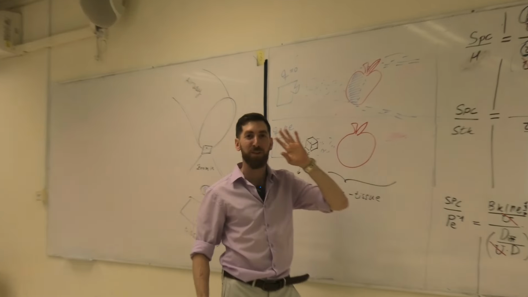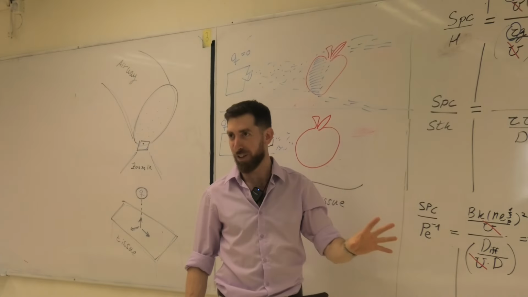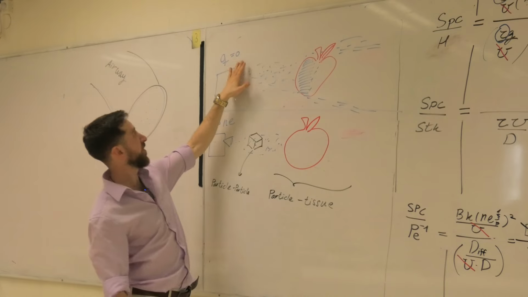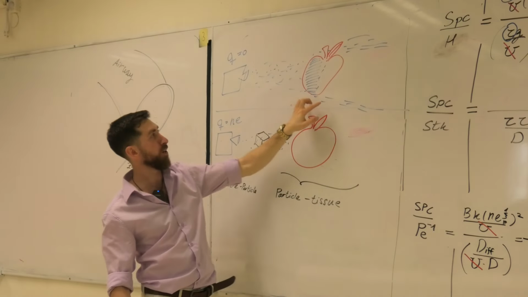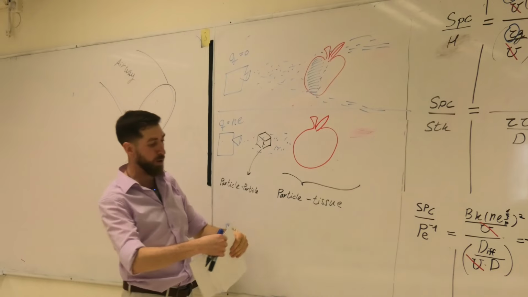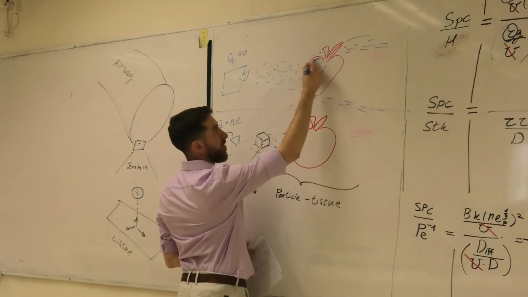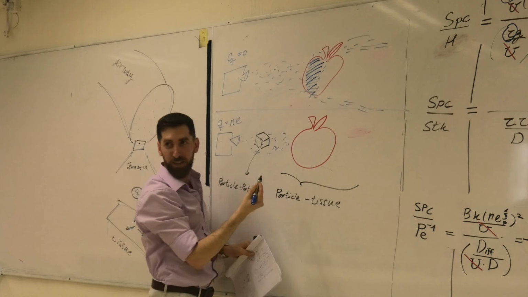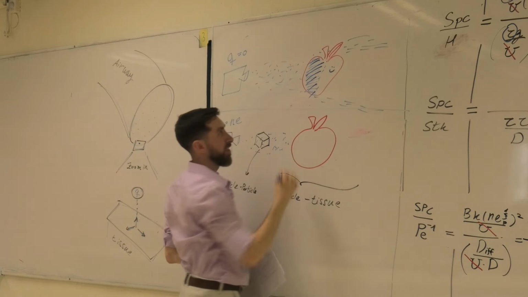So I showed you something very weird in the video before. I showed you that if you take a neutralized particle and expose an object, for example an apple, all the particles would color this side of the apple, right? And this side would stay empty and clean.